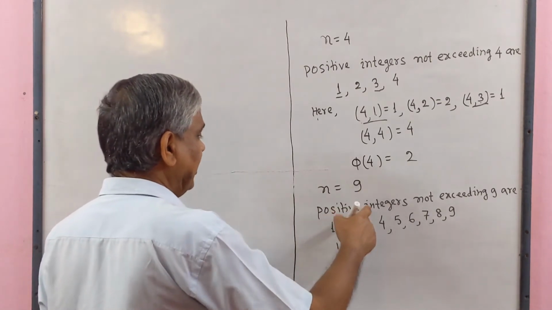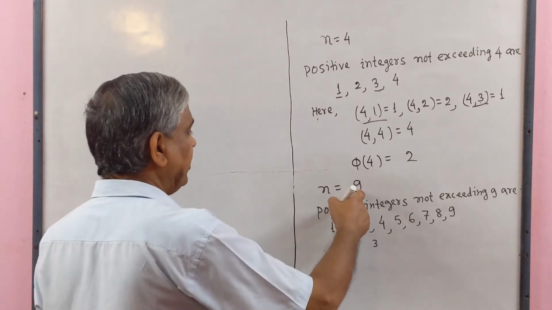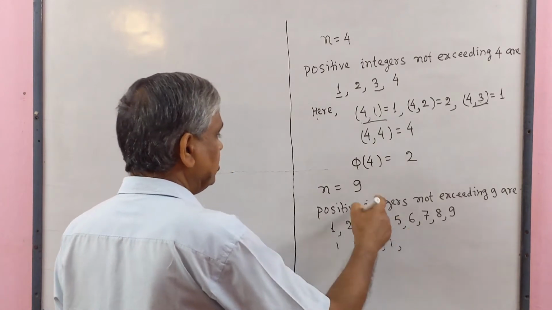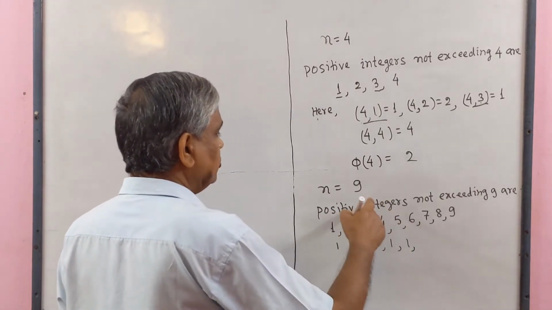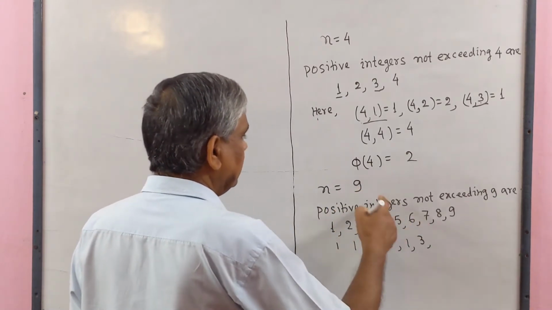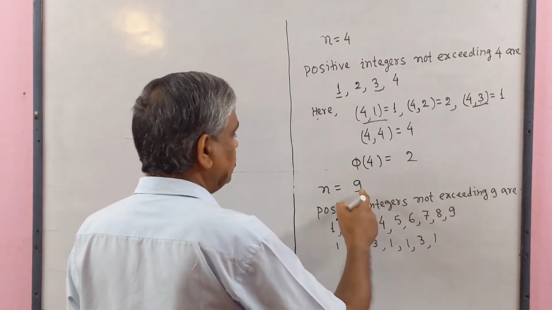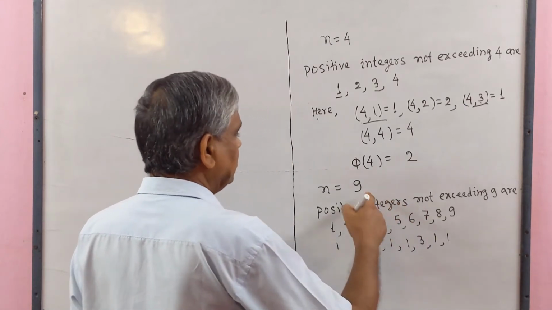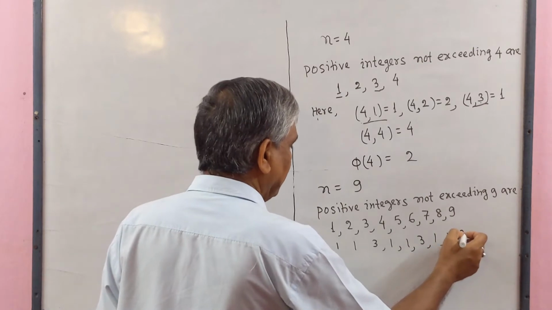GCD of 9 and 3 is 3. GCD of 9 and 4 is 1. GCD of 9 and 5 is 1. GCD of 9 and 6 is 3. GCD of 9 and 7 is 1. GCD of 9 and 8 is 1. GCD of 9 and 9 is 9.